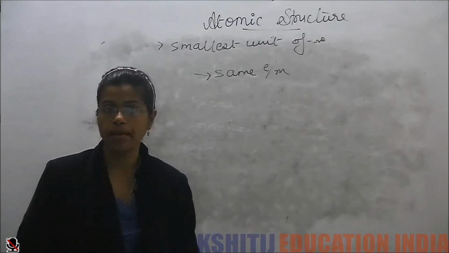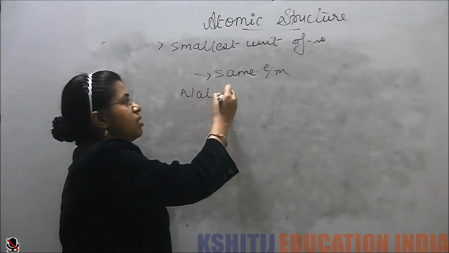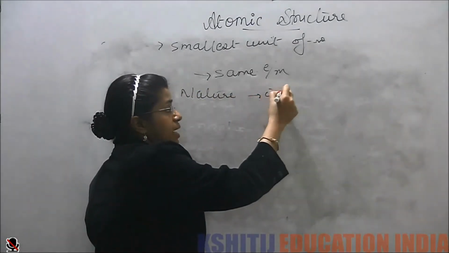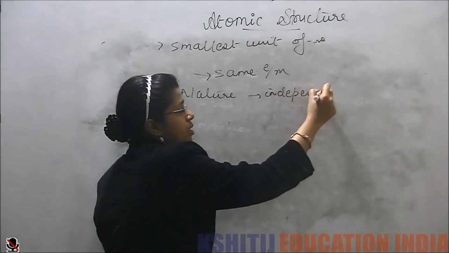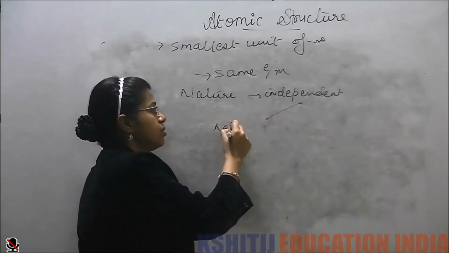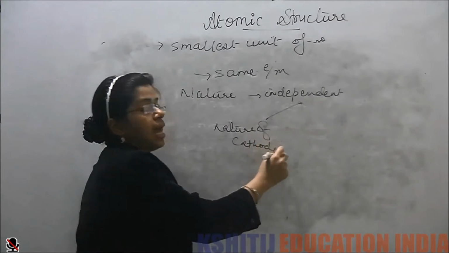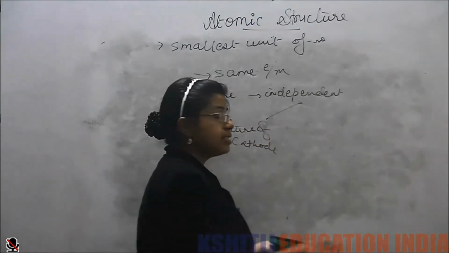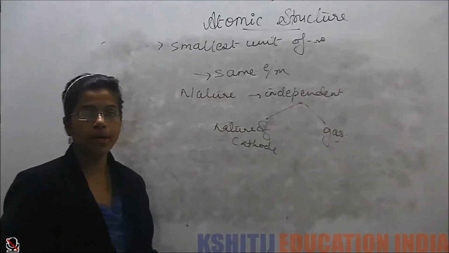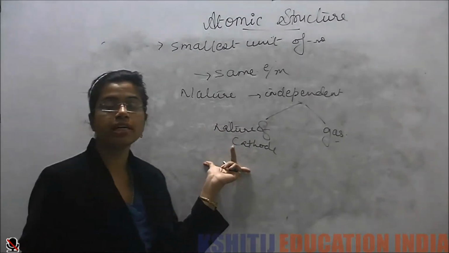constituents of all matter. Moreover, the nature of the cathode rays is independent of the nature of the cathode and the type of gas in the discharge tube. Okay, so these were some main properties of cathode rays.